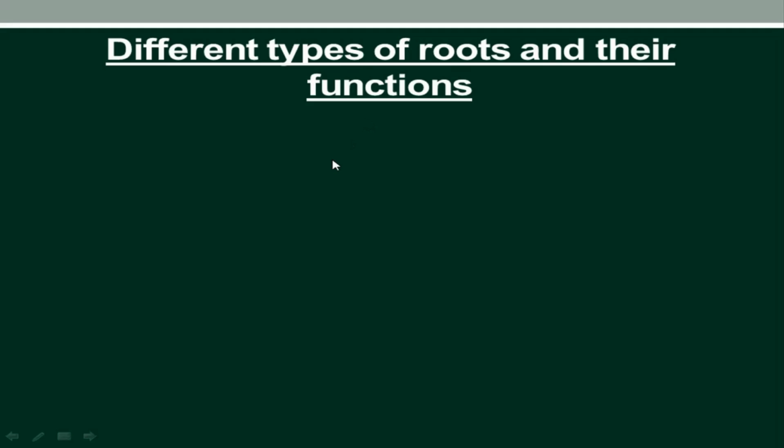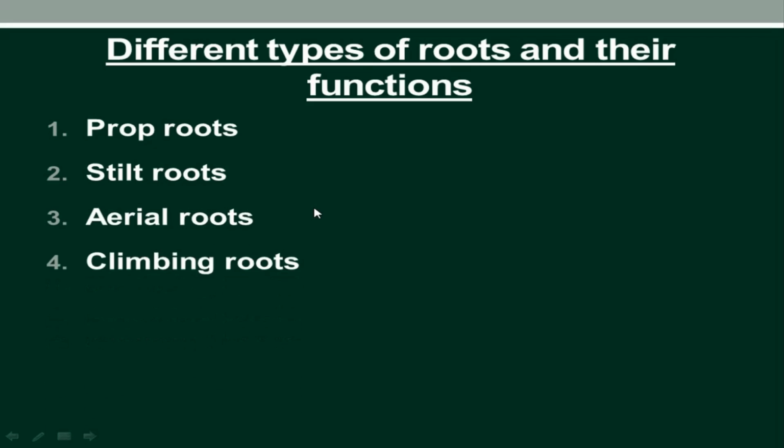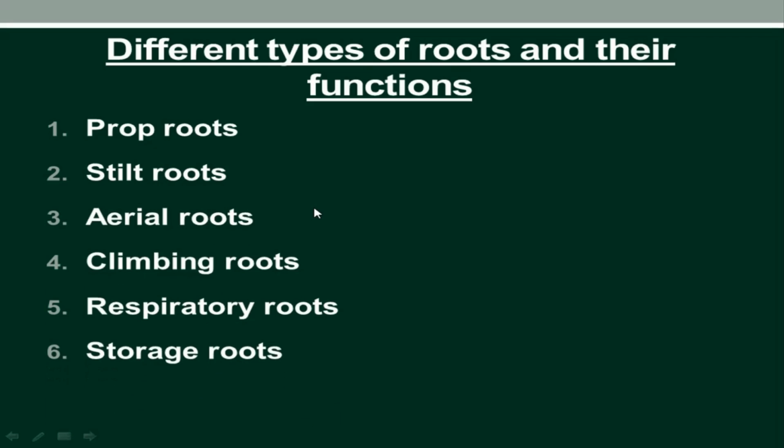Right now, when we consider roots, there are mainly different types. One type of root is prop roots. Another is stilt roots, aerial roots, climbing roots, respiratory roots, storage roots, and roots with root nodules. Different plants bear these types of roots, right? Then we will discuss the function of each type of root.